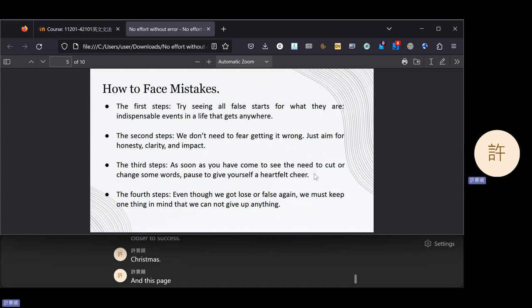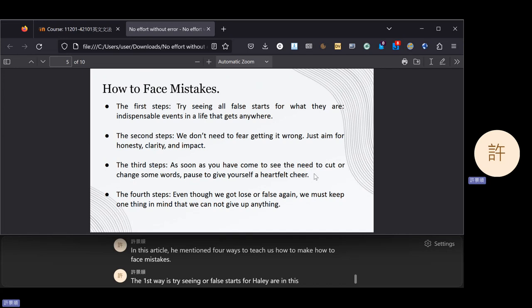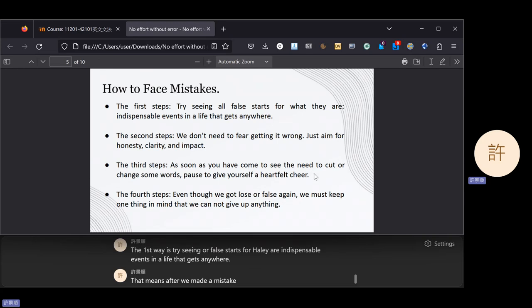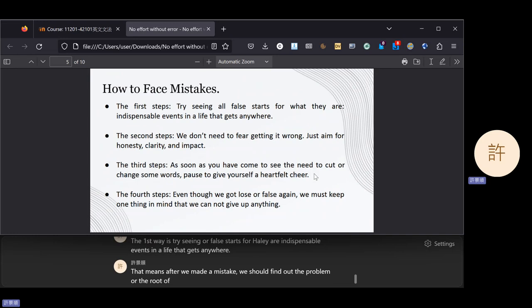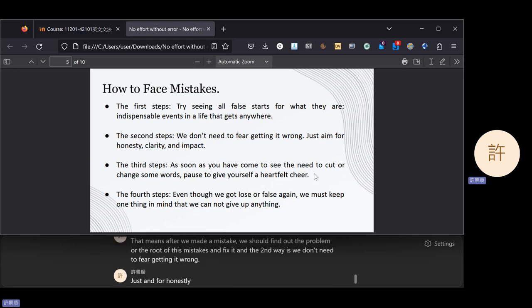This page is talking about how to face mistakes. In this article, it mentioned four ways to teach us how to face mistakes. The first way is to try seeing all false starts for what they are, indispensable events in a life that gets anywhere. That means after we make a mistake, we should find out the problem or the root of the mistake and fix it. And the second way is we don't need to fear getting it wrong, just aim for honesty, clarity, and impact.